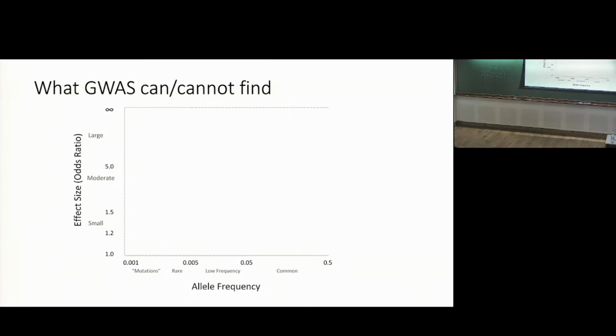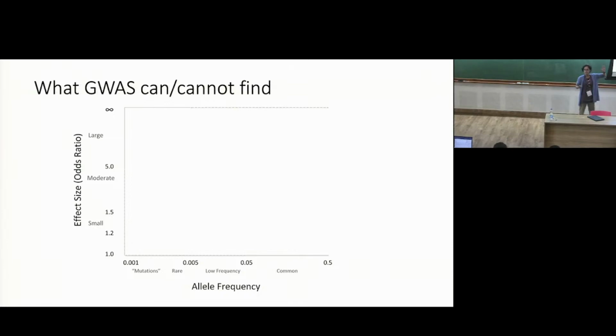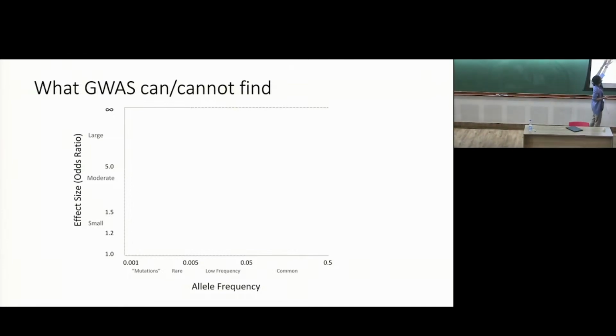And on the y-axis is effect size. What is the effect of a variant on the disease? Over here, these are very small effects. If you have the risk variant, your height might just increase by 0.1 millimeter. Whereas if you have a variant that has a very large effect on height, your height might increase by, I don't know, 10 centimeters, 20 centimeters, whatever. So effect size, small to large.